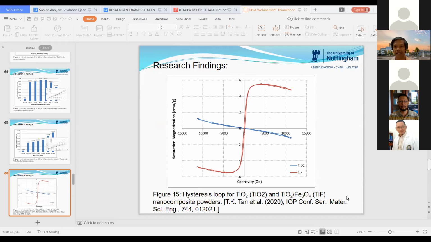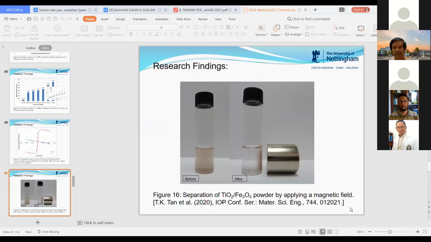The magnetic characteristics of our nanocomposites are again very obvious. The right curve is showing the magnetic characteristic here, so we try to separate it. For the titanium dioxide and iron dope, it is slightly slower, but of course it's still successfully separated.